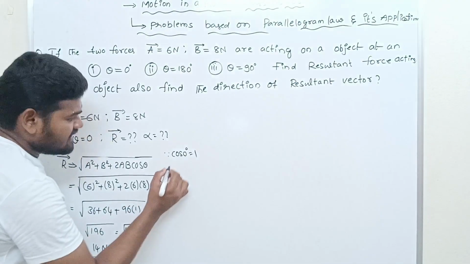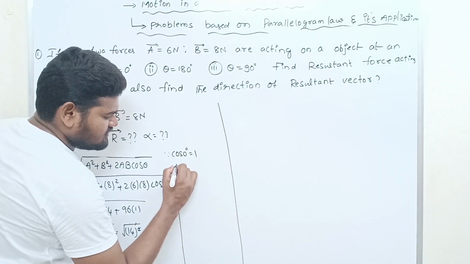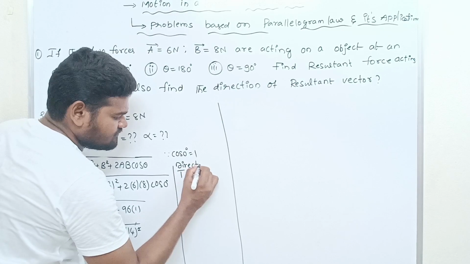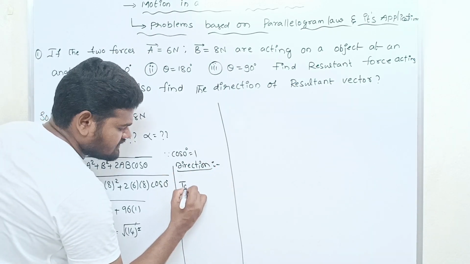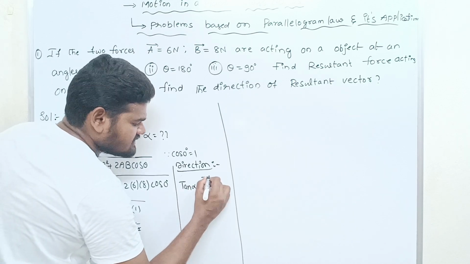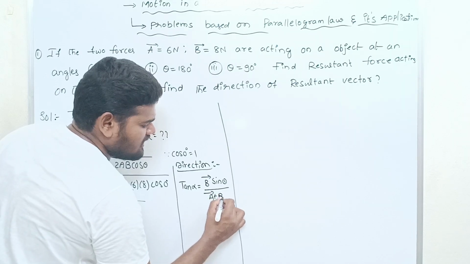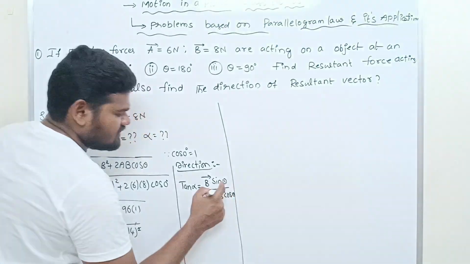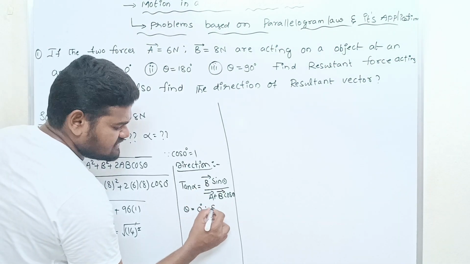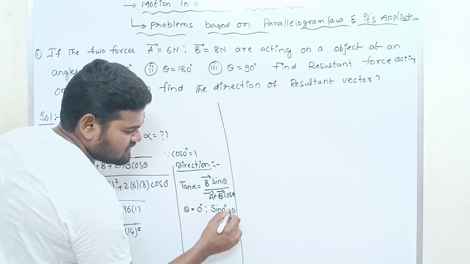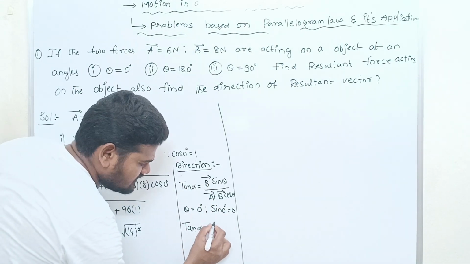Let's find the direction. The formula for direction: tan alpha is equal to B sin theta divided by A plus B cos theta. Theta is equal to 0 degrees. The value of sin 0 degrees is equal to 0. 0 divided by something is 0. Then tan alpha is equal to 0.